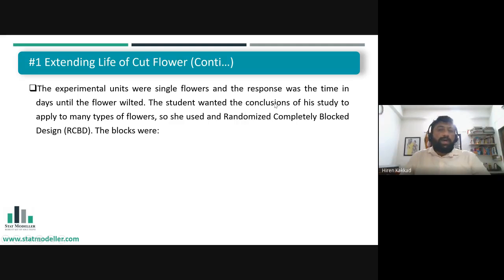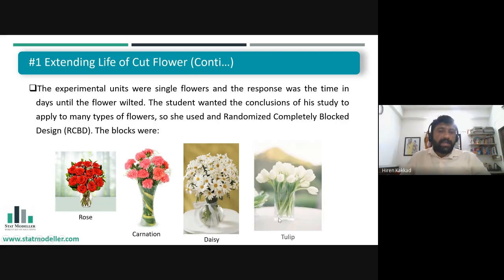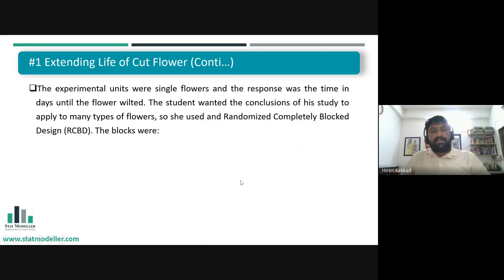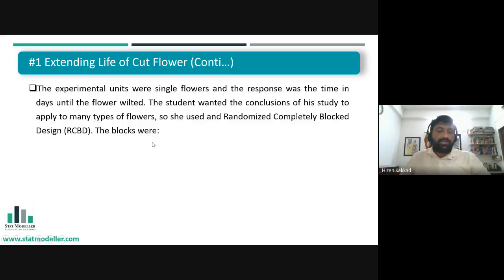The student wanted the conclusion of the study to apply to many types of flowers, so she used a randomized complete block design. The blocks were, one, they tried on rose, then on carnation, on daisy, and on tulip. So these are the 4 different blocks you can consider. These are the blocks and these are the treatments. Likewise, the experiment was conducted.